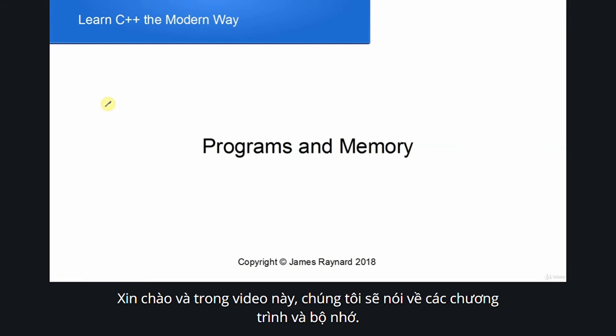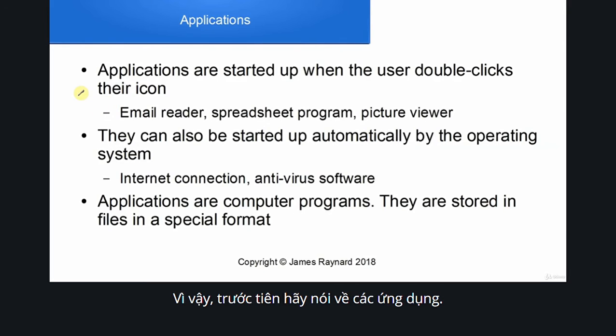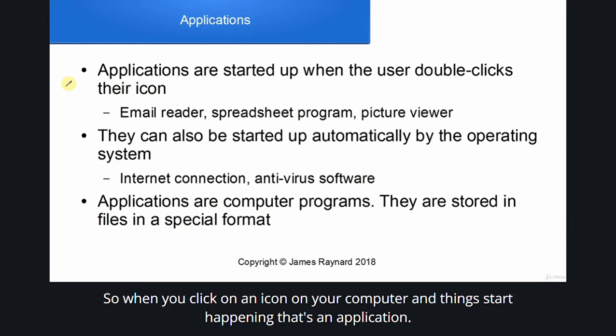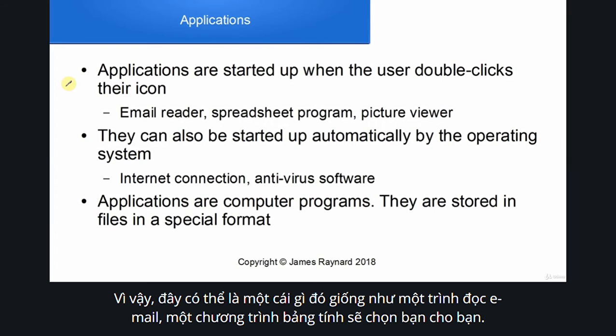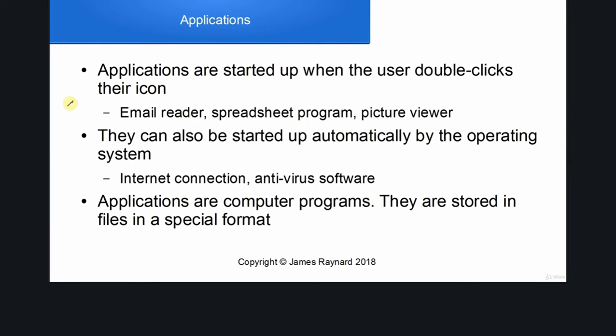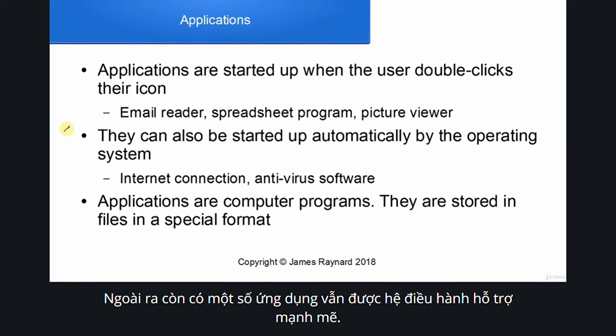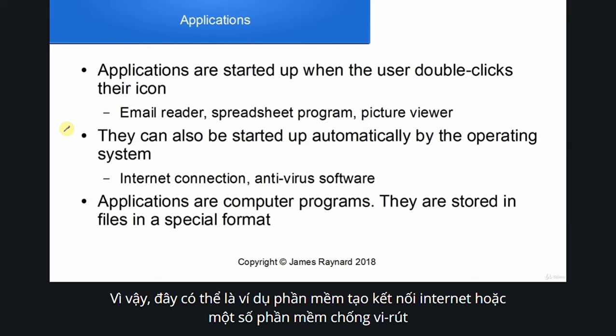Hello, and in this video we're going to talk about programs and memory. So let's first talk about applications. So when you double click on an icon on your computer and things start happening, that's an application. So this could be something like an email reader, a spreadsheet program, or a picture viewer. There are also some applications which are started up automatically by the operating system. So these could be, for example, the software that makes the internet connection or some antivirus software.